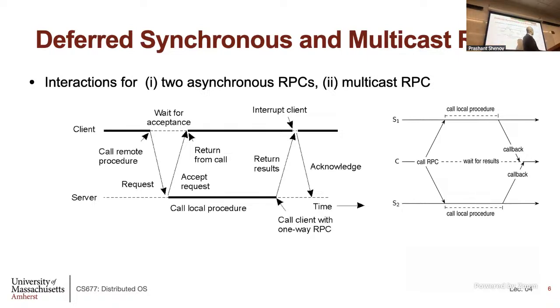And this is our multicast RPC, where there are two servers, S1 and S2. The client makes a single RPC request. It's sent to two processes. Both of them are going to execute that RPC call and send back a reply. And this one, as you see, is actually shown as a synchronous blocking multicast RPC. Multicast essentially means you're sending that to multiple recipients.